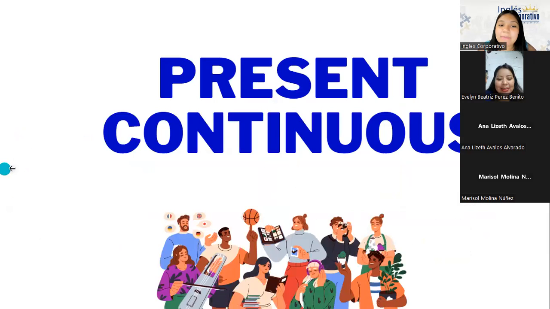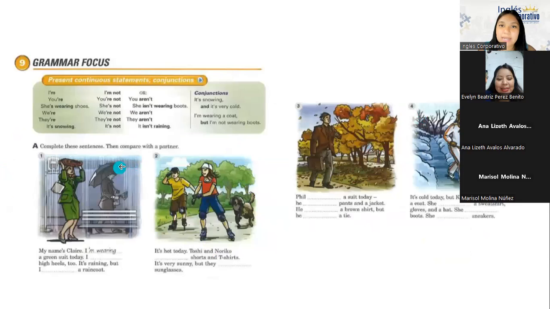Okay, fíjense en las imágenes, en las cuatro imágenes. Le voy a dar unos segundos para que vea bien qué llevan puesto cada uno y después le voy a hacer las preguntas de qué lleva puesto cada uno. Okay, fíjense. Le doy 20 segundos.